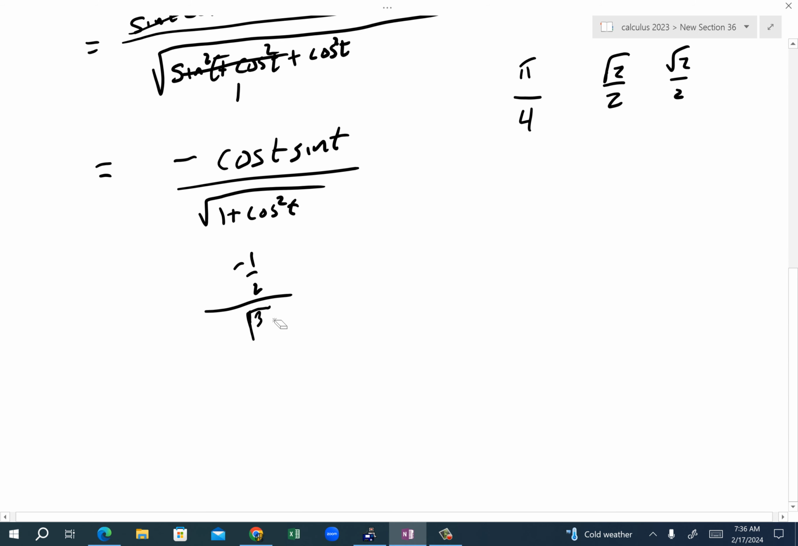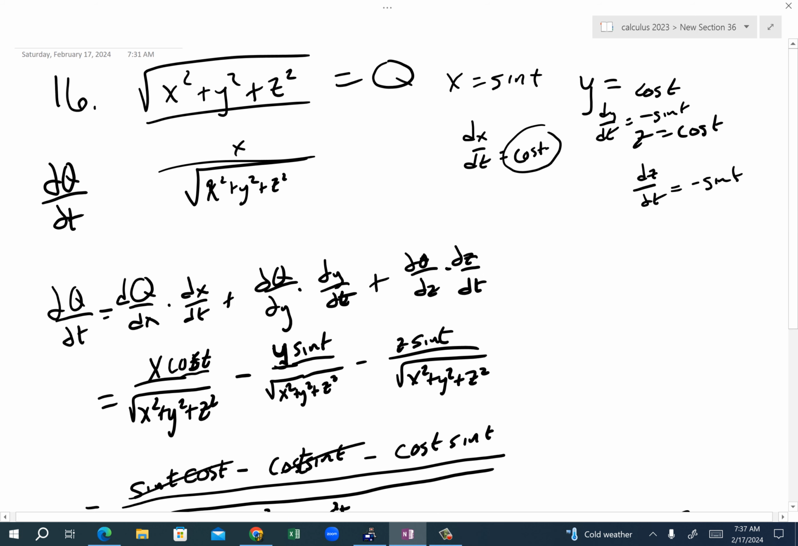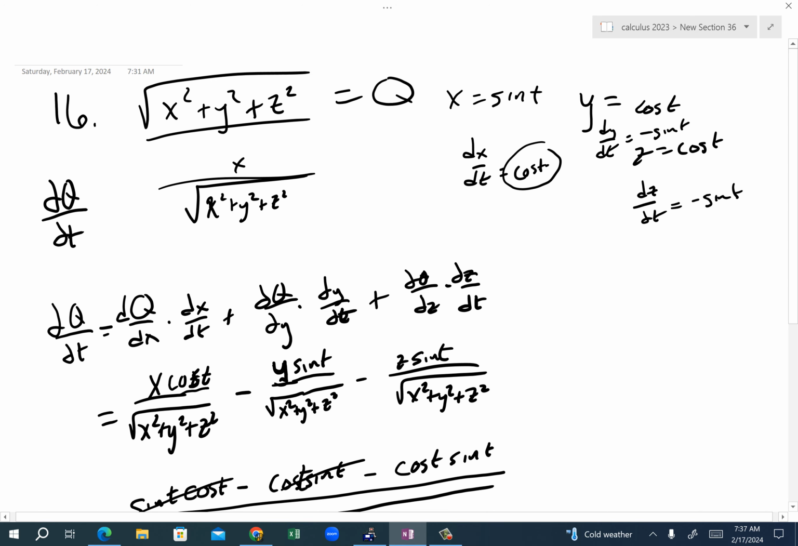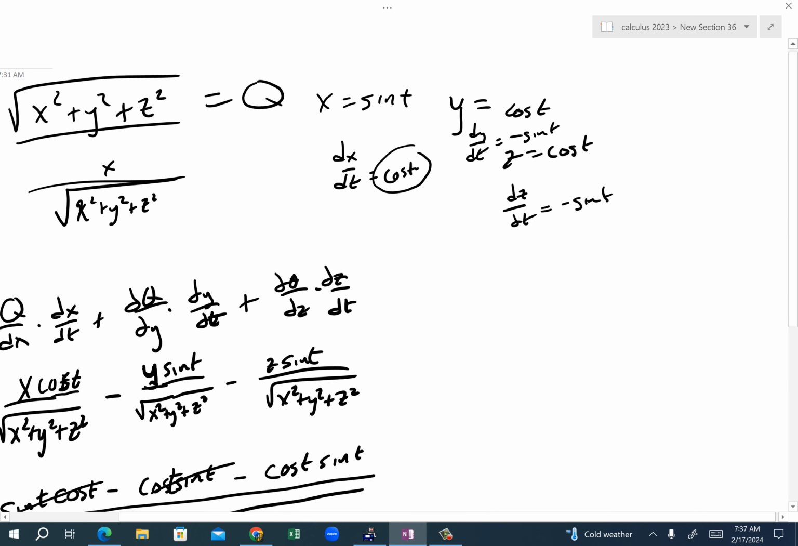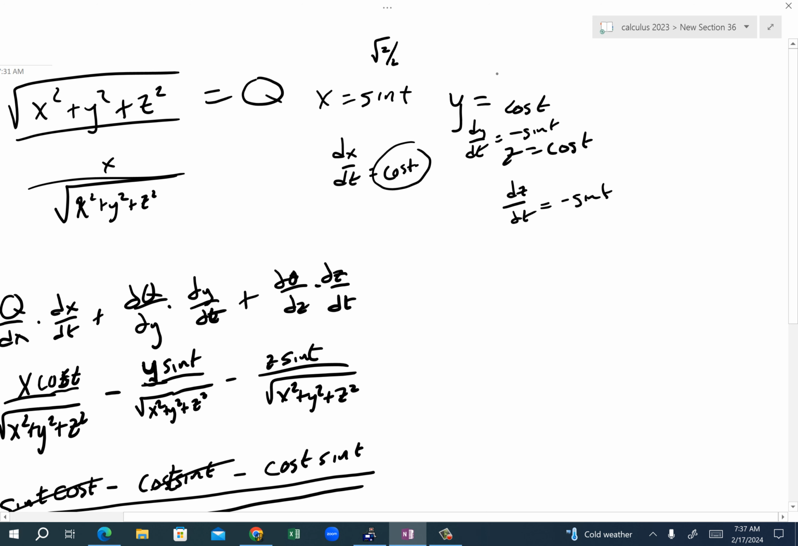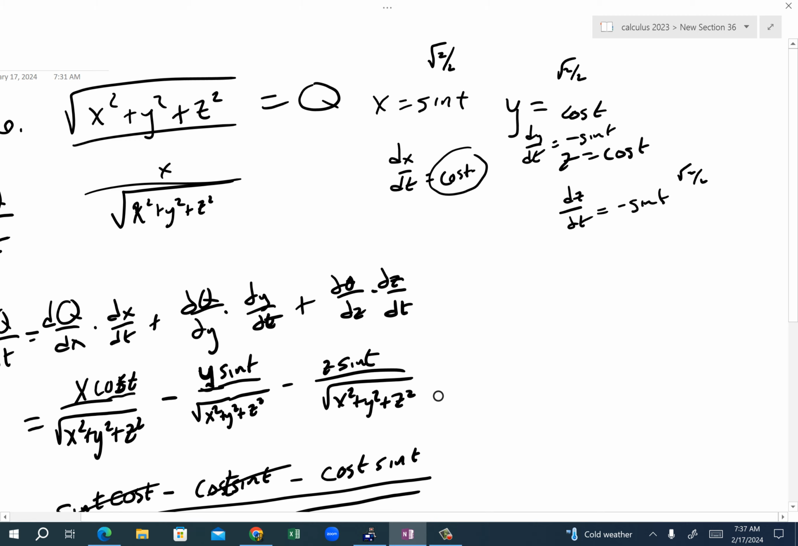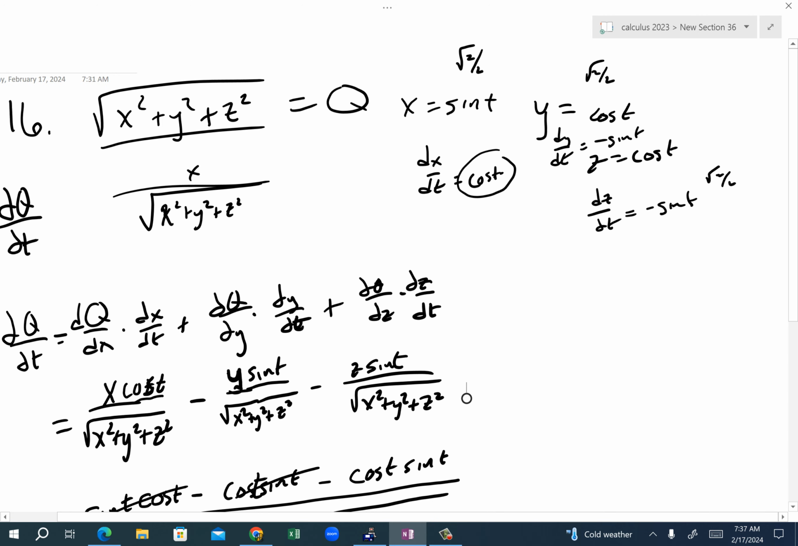Well, hold on. This guy squared is going to be 2/4, which is 1/2. Yes, 1/2. So square root of 3 over 2 like that, I guess. All right, let's leave it like that for now. Okay, so if you plug in x up here, you're going to get square root of 2 over 2, square root of 2 over 2, square root of 2 over 2, I think. Well, you'd have to actually plug it in first.